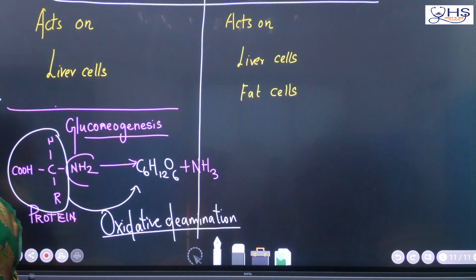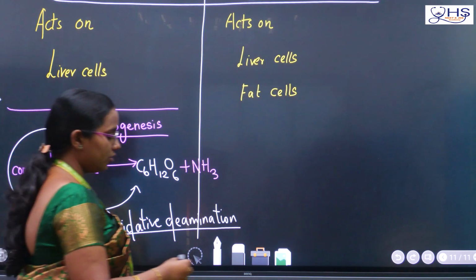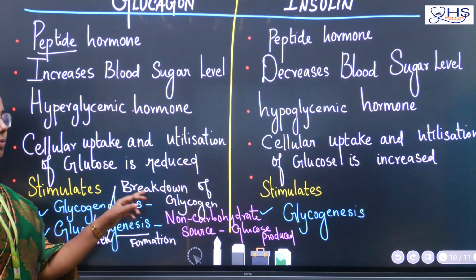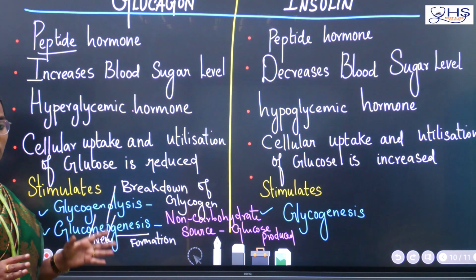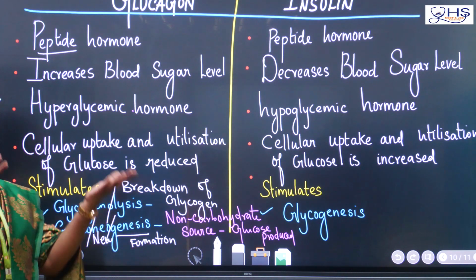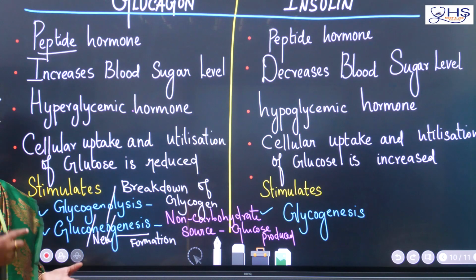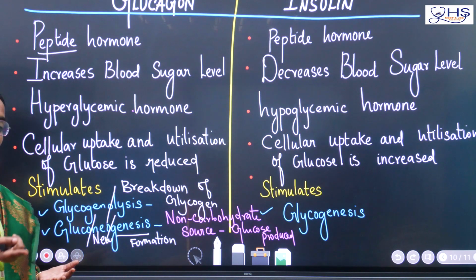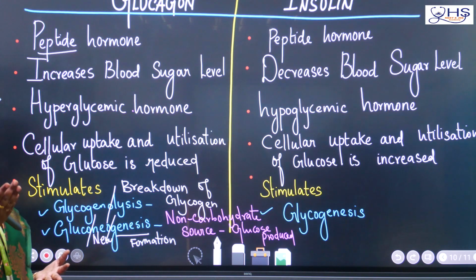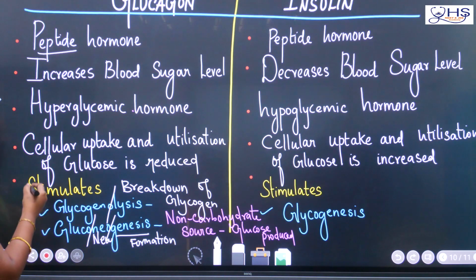So, I asked the question how it increases the glucose level through two processes. What are the two processes? One is glycogenolysis, by the breakdown of glycogen. Glycogen is a cluster of glucose. So, when you break glycogen, the glucose level will be increased in the blood. Second is synthesis of glucose from non-carbohydrate sources, for example protein. Once again the glucose level will be increased in the blood. So, it increases blood sugar level. Is that clear?